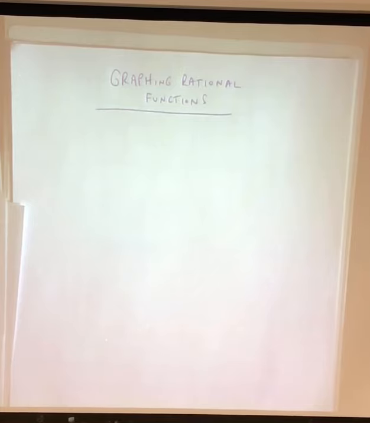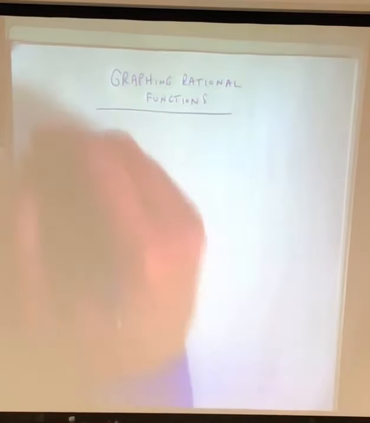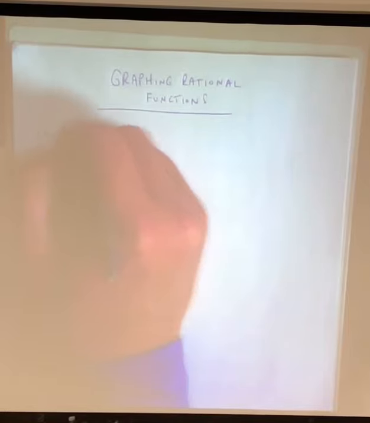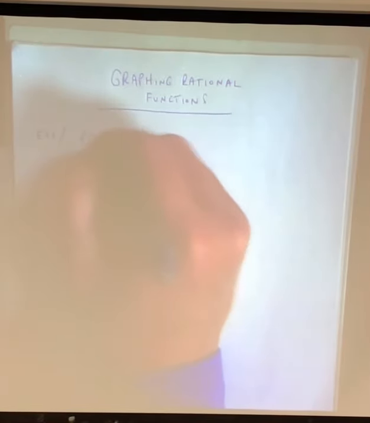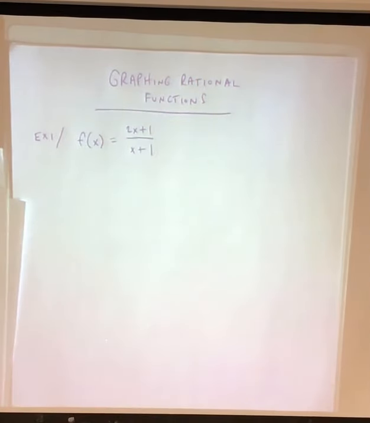Now there are some rules here with graphing rational functions. There's actually quite a few steps that we're going to make as we go through it. So I'm going to use example 1 as our starting point here. Notice here a rational function: we've got basically a fraction where we've got a polynomial on the top and a polynomial on the bottom.